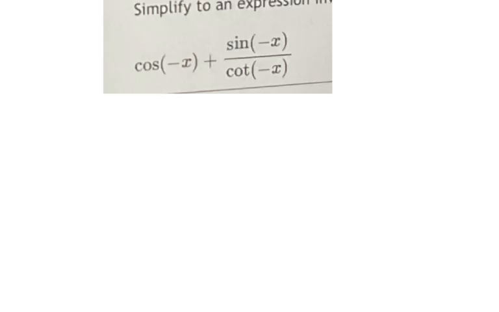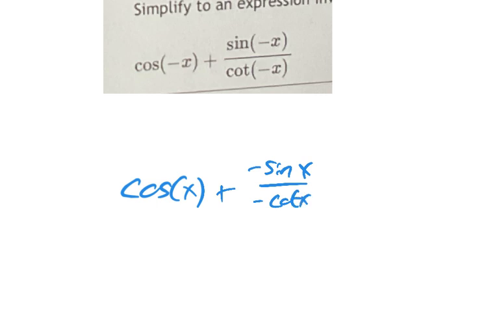So what was the identity with cosine? If the argument of cosine is negative, I can just drop the negative. The negative doesn't come out front with cosine; it just gets completely dropped. What about with sine and cotangent? It comes out front with both of those. So this becomes negative sine of x over negative cotangent of x. Well, what's a negative divided by a negative? So I can drop those negatives. So this is cosine of x plus sine of x over cotangent of x.